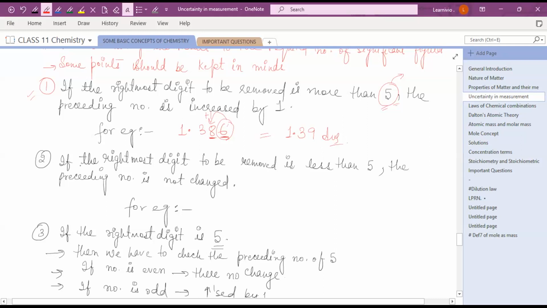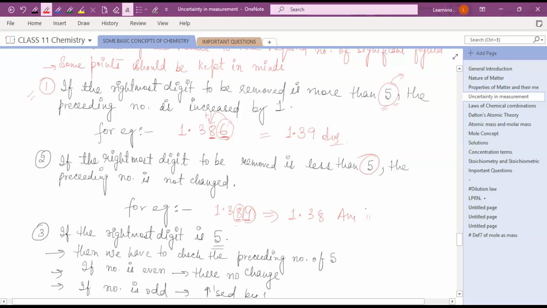Yes, ma'am. Second: if the digit to be removed is less than 5, for example, with the same example, 1.384. We will see the terminal end digit. This is 4, which is less than 5. So there will be no change in the preceding digit. We will not add 1 to the preceding digit, which is 8. Just remove the digit 4 and write down 1.38. This is your final answer.